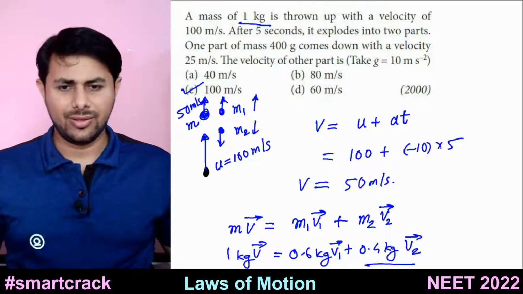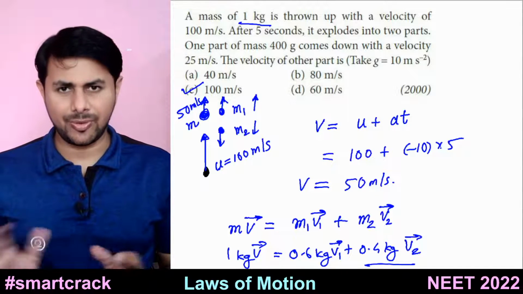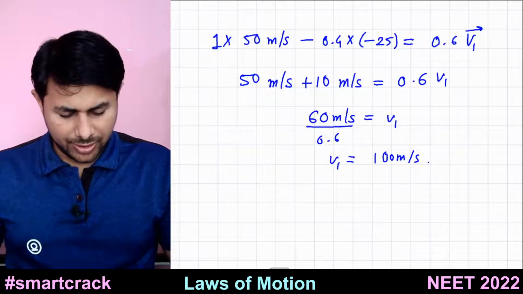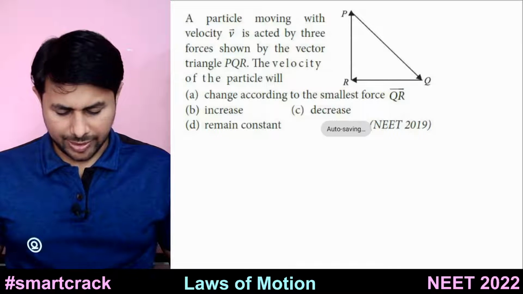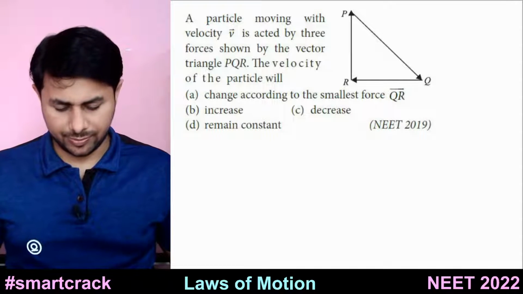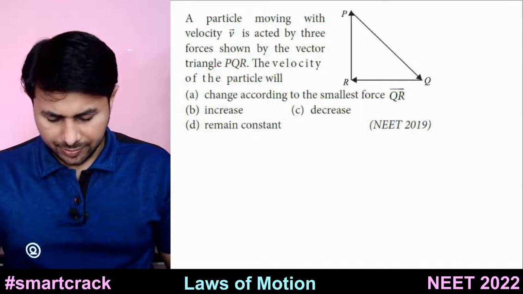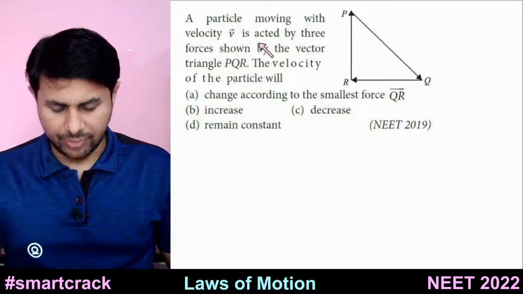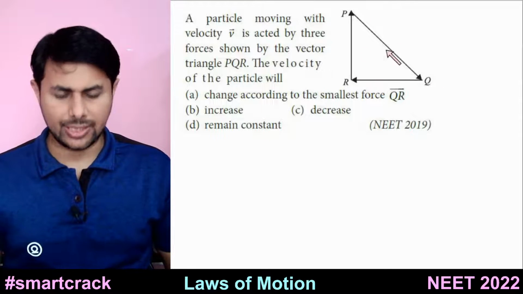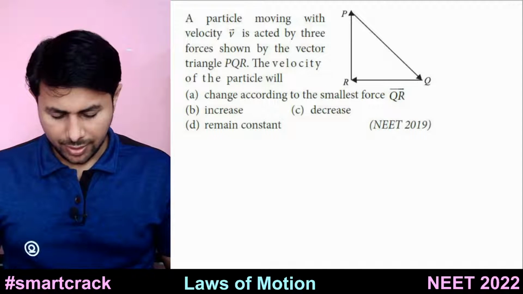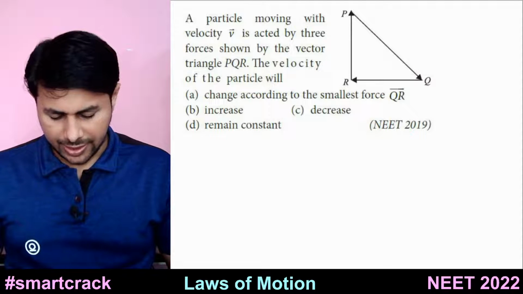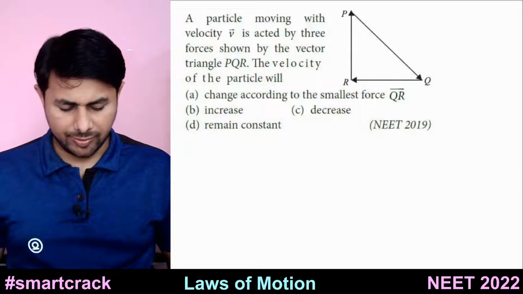Okay, so again, this was a simple problem based upon the law of conservation of momentum. Then let's move on to the next problem. Next problem is a particle moving with velocity v bar is acted by three forces. So three forces are shown here. Okay, and shown by this triangle PQR, the velocity of the particle will be.